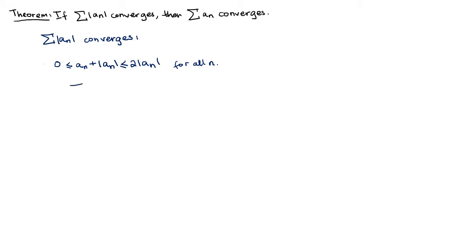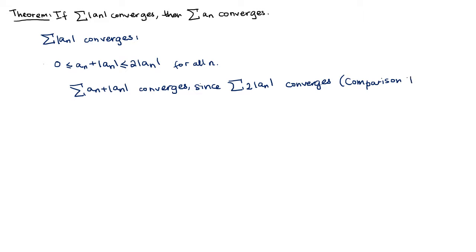And therefore, the series a_n plus the absolute value of a_n converges, since 2 times the absolute value of a_n converges, since this second series converges. Okay, this is the comparison test. If we found a bigger series that converges, then our smaller one converges too, as long as, notice, we had all positive terms. So we have these two convergent series.